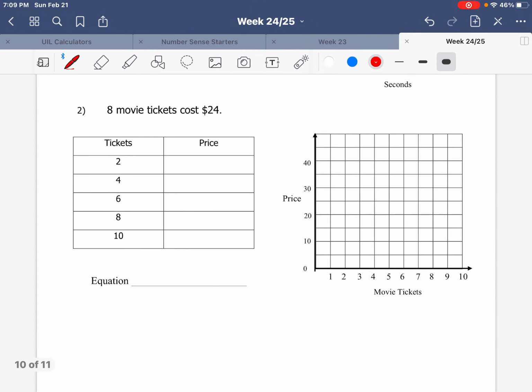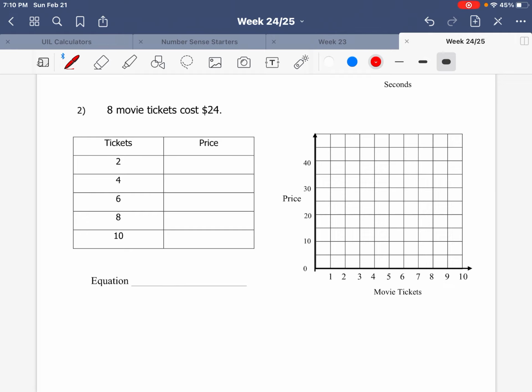Look at number 2. 8 movie tickets cost $24. Oh, 8 movie tickets cost $24, not 1 movie ticket. So if we were to try to figure out what 1 movie ticket costs, what would we do? Oh yeah, we'd divide the cost, $24, by the number of things we're buying, 8 movie tickets.